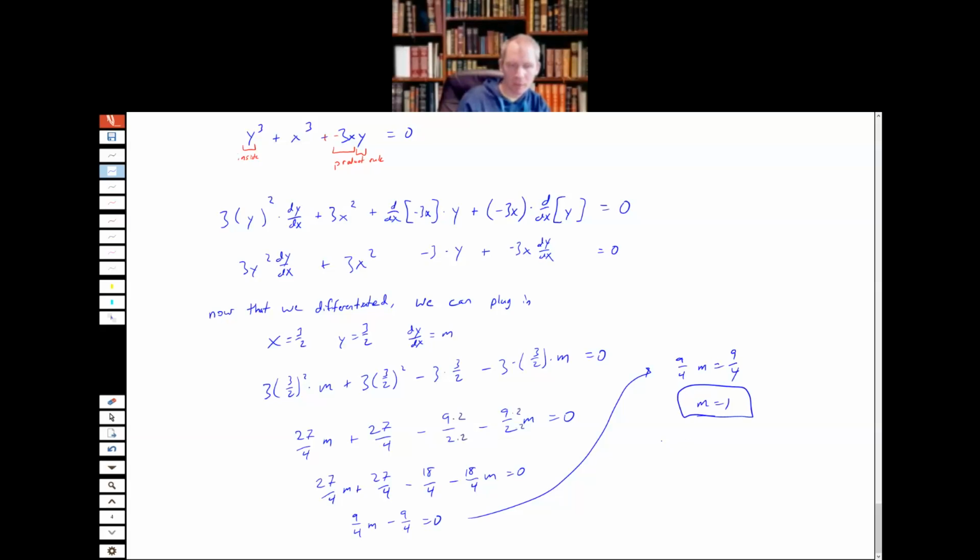So now when I go to write the equation of my tangent line, I have y minus 3/2 equals 1 times x minus 3/2. So I can ignore the 1, add 3/2 to both sides, and I just get y equals x.